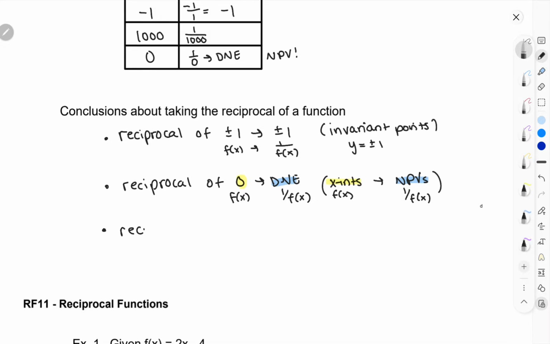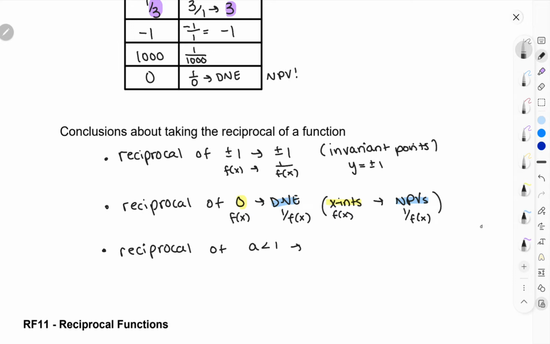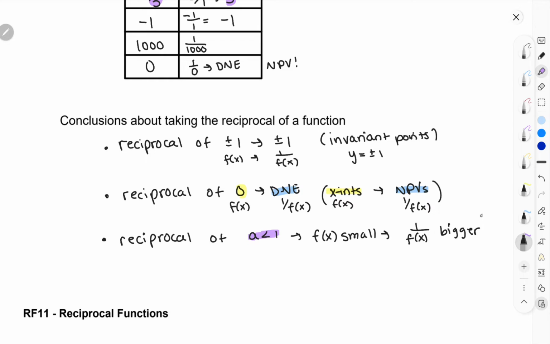When I take the reciprocal of small numbers, like this one here, where I took the reciprocal of 1/3, the result was bigger. So f of x small turns into 1 over f of x bigger. When I say small numbers, I mean these fractions here, a less than 1, a being the number I'm taking the reciprocal of. It's going to get bigger.